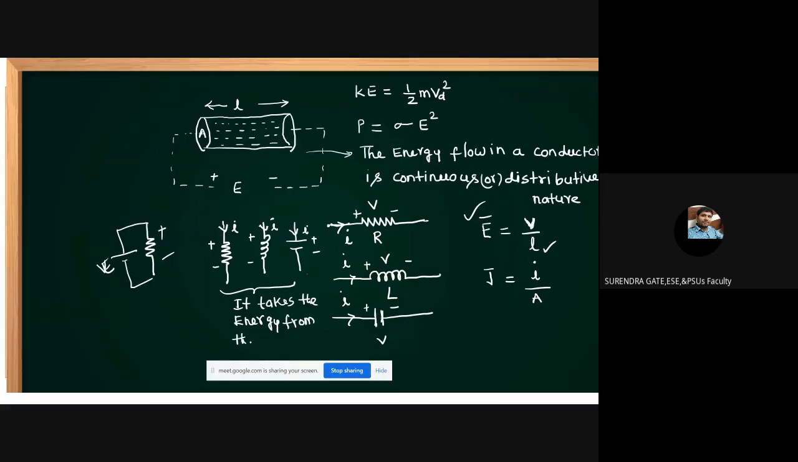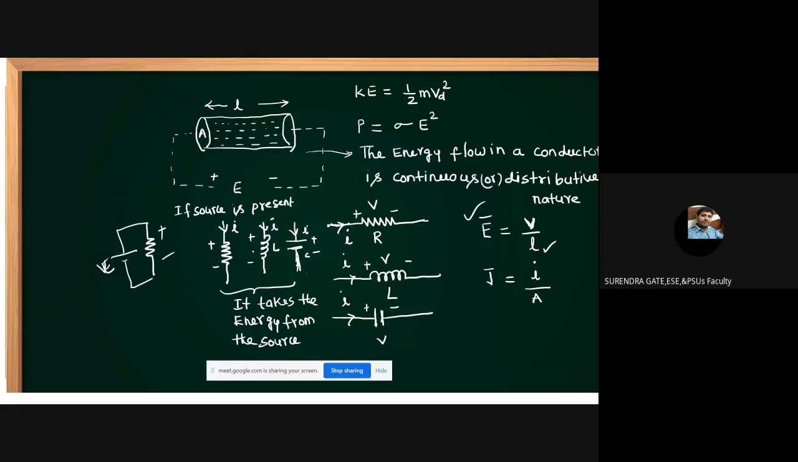This is if the source is present. But a point to remember: if the source is absent, the inductor and capacitor are memory elements, also called energy storage elements. Later on I will explain these elements in detail, but this minimum knowledge you should have: these are memory elements or energy storage elements.